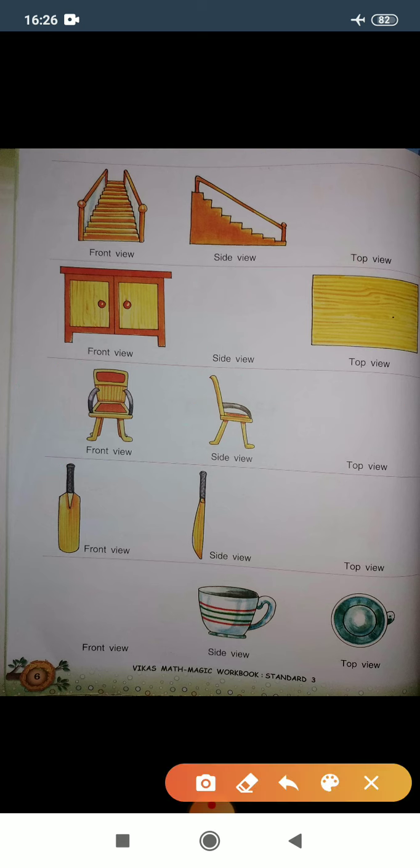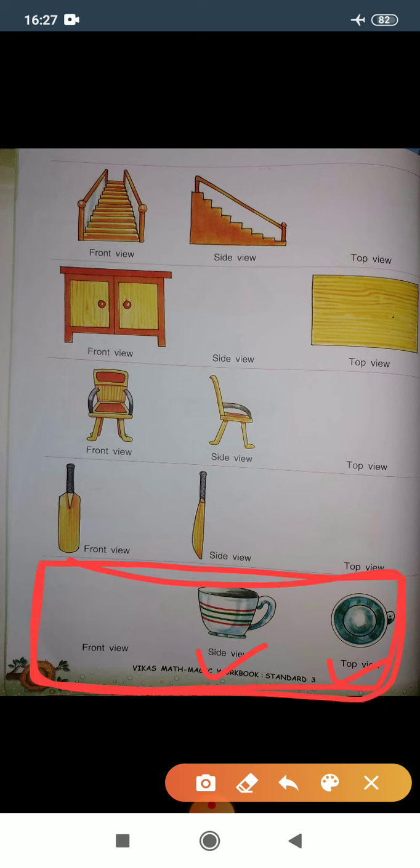After that, the side view of the cup is given and top view of the cup is given. Now we need to see the front view of this cup. So this is your homework. You need to draw by yourself how the cup looks when we see the cup from the front side.